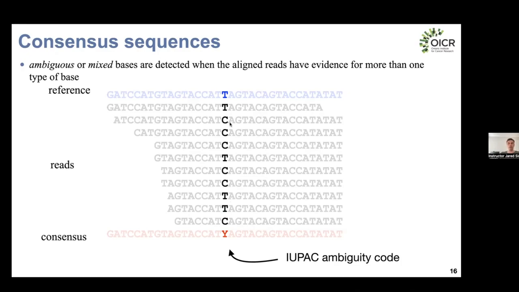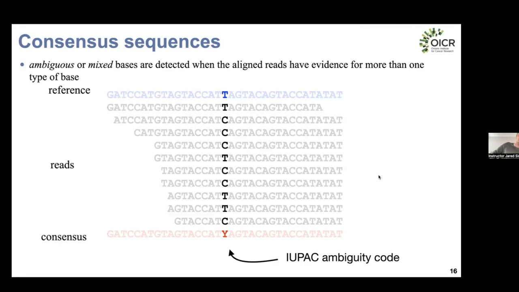And here we represent these ambiguous or mixed positions using something we call IUPAC ambiguity codes. These are extended character sets for nucleotides that stand for two or more possible bases at a position. So the ambiguity code Y stands for there could be a C there or there could be a T.